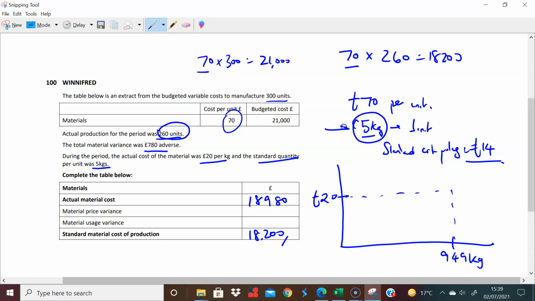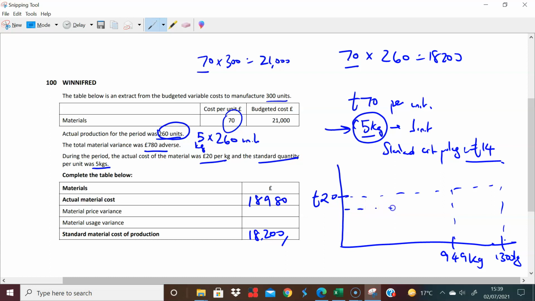That's what the standard is, right? And to make 260 units, if you are meant to use 5 kilograms for a unit, therefore you should be using 5 times 260 units. So 5 kilograms each unit to 260 units. So 5 times 260 is 1,300. So you should have used 1,300 kilograms to make these 260 units.